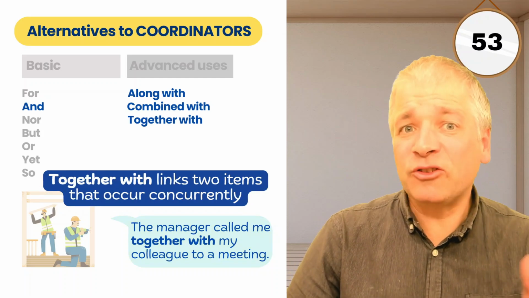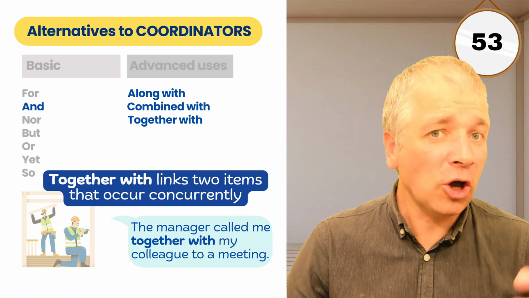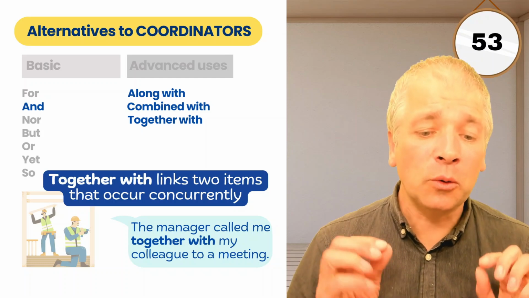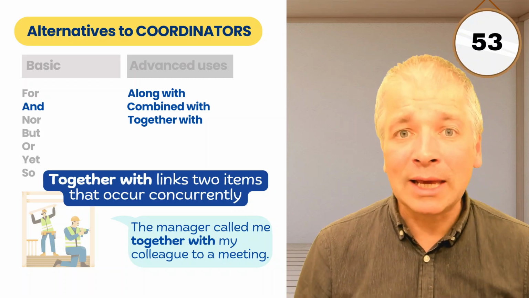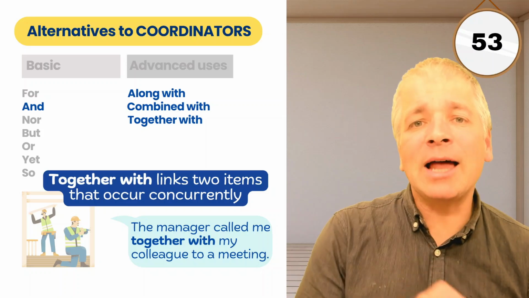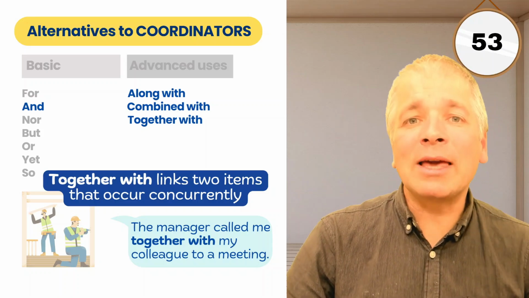We also could use together with. Together with links 2 items that occur concurrently. In other words, at the same time. For instance, the manager called me together with my colleague to a meeting. Who was called to the meeting? Me and my colleague. Me together with my colleague.